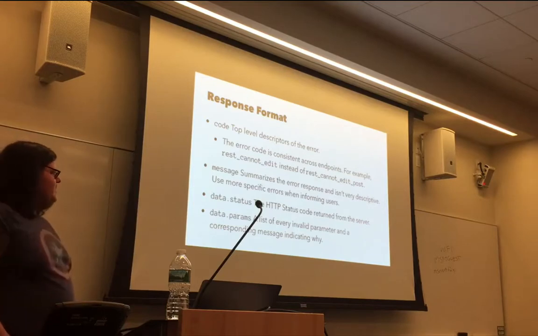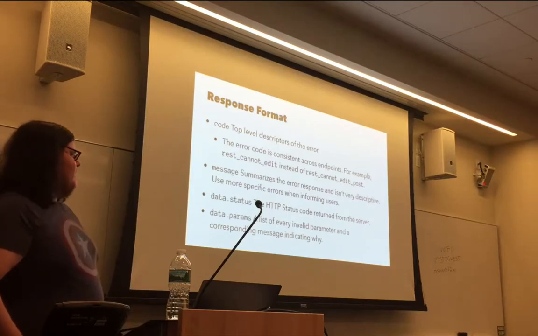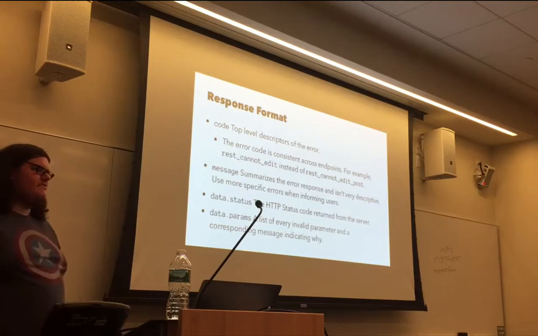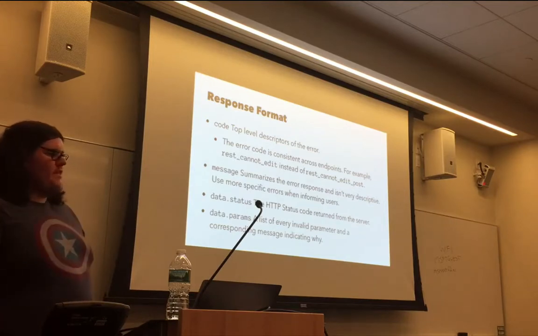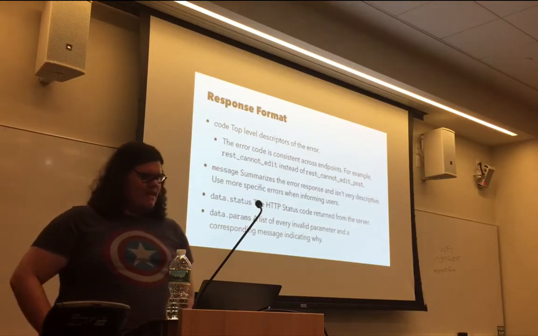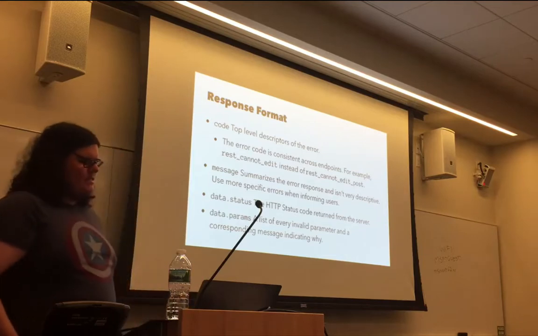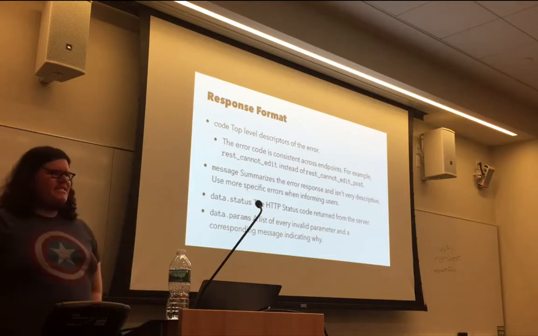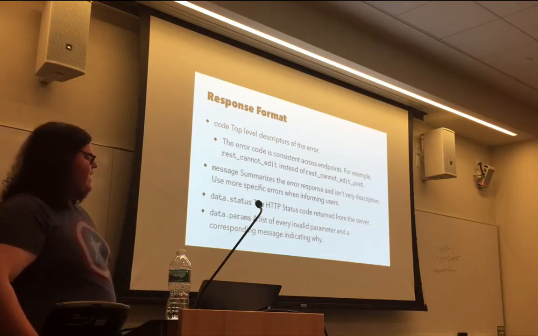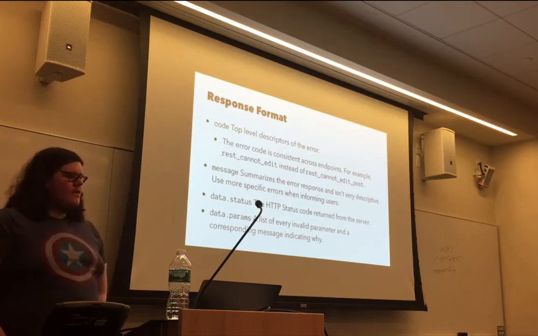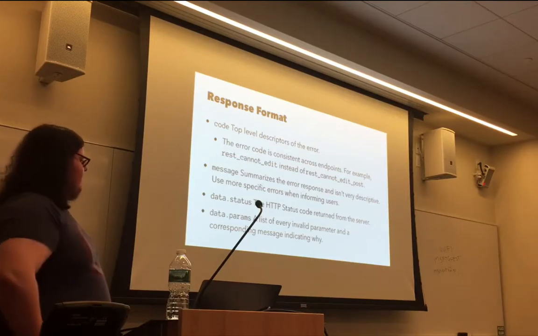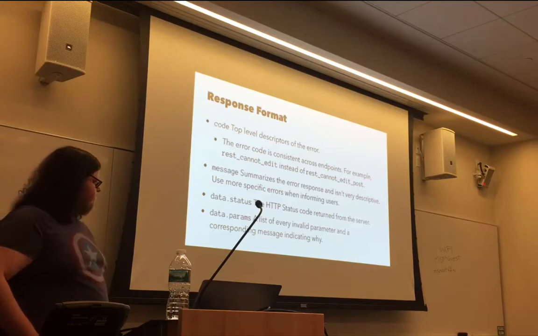Next we have message. This is summarizing the error response. It's not very descriptive. You probably shouldn't be using it if you're showing your users what error occurred. Next we have data.status. This is the HTTP status code that is returned from the server. In our case, since we gave an invalid parameter, invalid request data, WordPress will give a 400 response code.